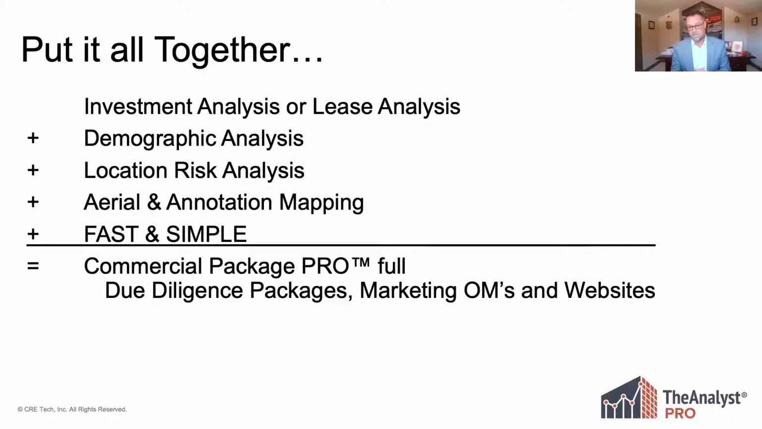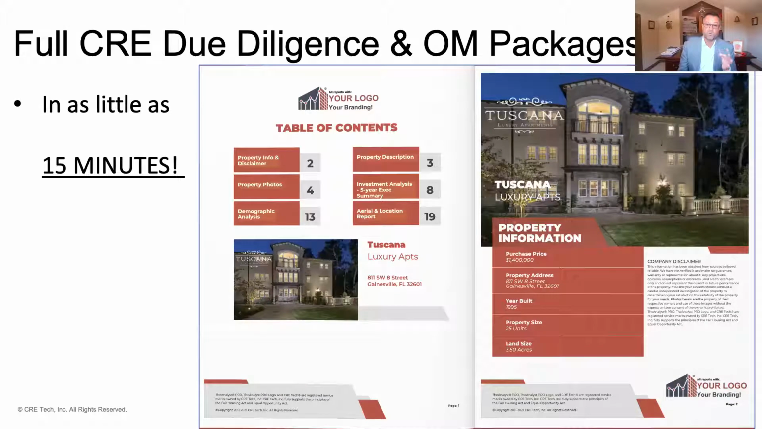So our industry loves to call these things OMs, but I'm actually going to go to the level of saying you can put a whole due diligence package together on this property when you've got things like these demographics and location risk analysis. And the beauty part, again, making that fast and simple, you can put a whole OM and due diligence package together. When I say a whole OM due diligence package, 30, 40, 50, 60 pages, together in literally as little as 15 minutes, which is a complete game changer when it comes to being able to market a property, preparing for a listing presentation, those types of things.